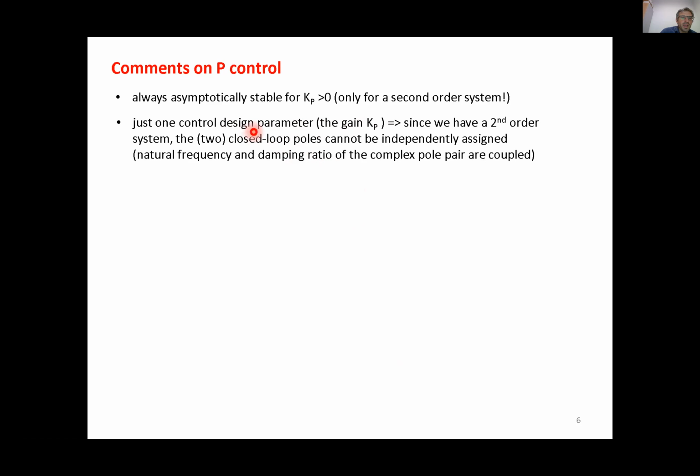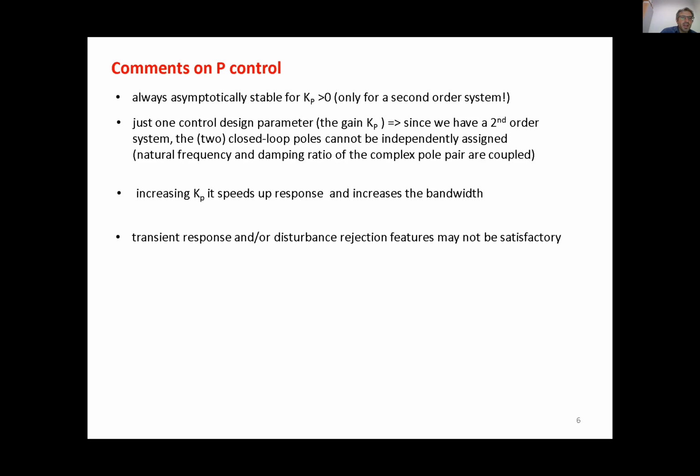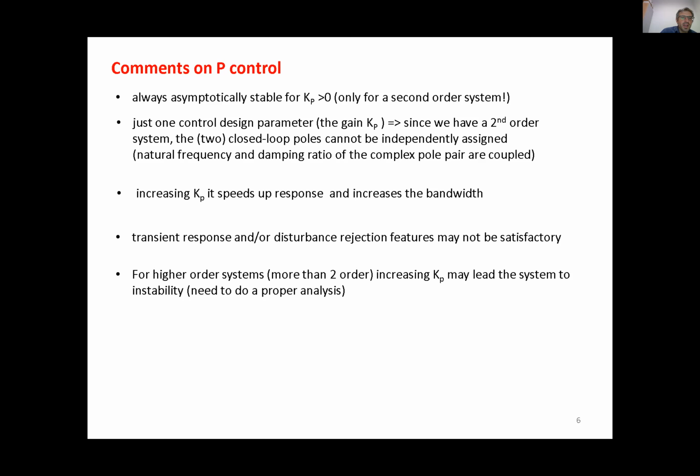We have just one control design parameter, Kp, and because we have only one parameter, the two poles cannot be independently assigned. In this case, since we are talking about a second order system, the natural frequency and the damping ratio of the complex pole pair, in case there are complex roots, are coupled. Increasing Kp speeds up the response, which means increasing the bandwidth in general. However, the transient response or the disturbance rejection capability might not be satisfactory. And as I said, for a higher order system, more than second order, increasing Kp may lead to system instability, and you need to do a proper analysis for that.